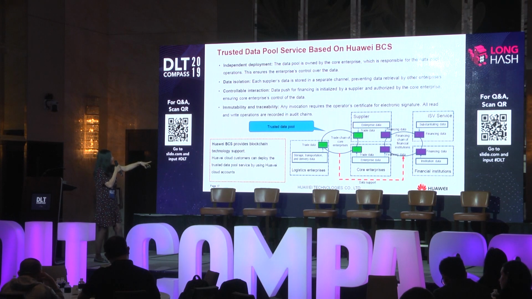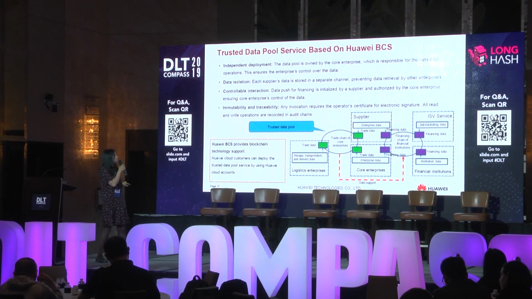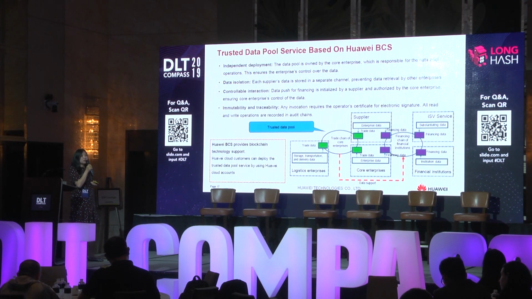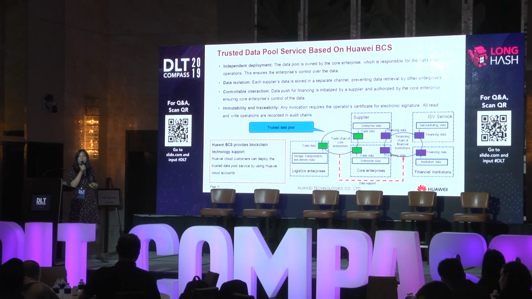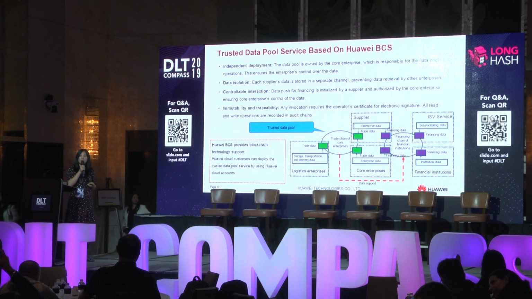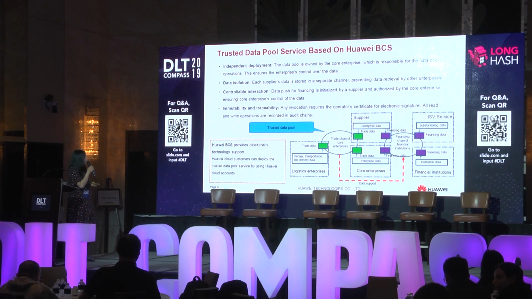Also, on the right line, you can see the supplier requests a loan and the request is approved by the core enterprise. The data will be taken from the first chain and routed to the second chain. So the finance loan request will be put to the second chain. All the read and write operations will be recorded into the blockchain. So this is immutability and traceability. So these are the different kinds of chains we create for the solution.